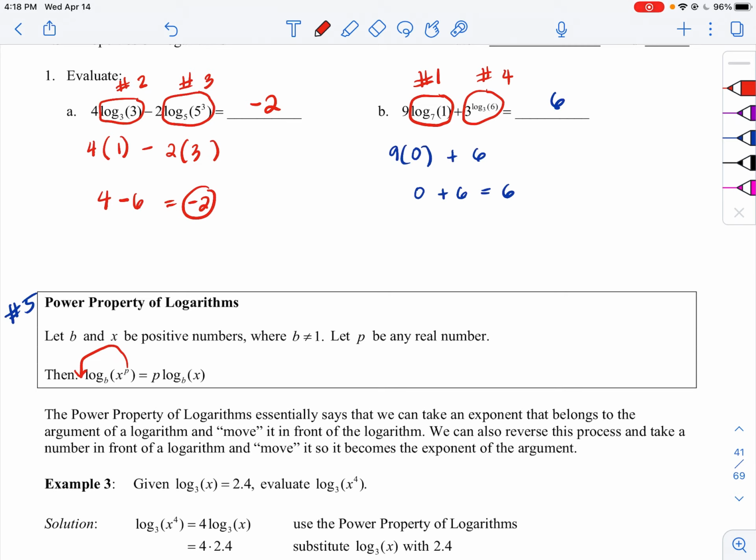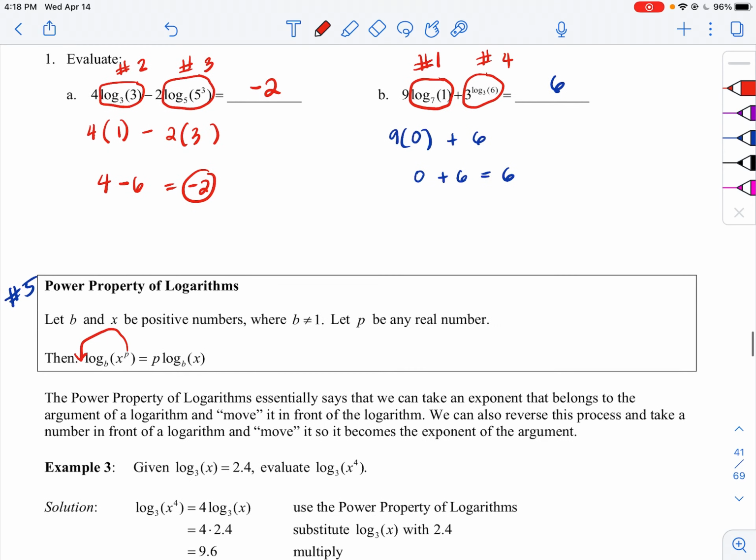Okay, so the power property of log essentially says that we can take an exponent that belongs to the argument of a log and move it, take note of the word move, in front of the log. We can also reverse this process and take the number in front of log and move it so it becomes the exponent of the argument. So let's have an example.